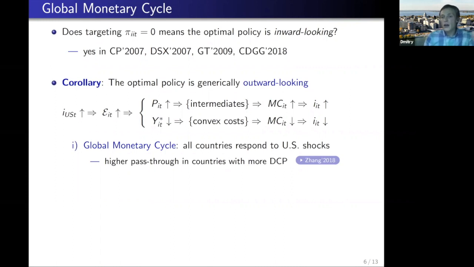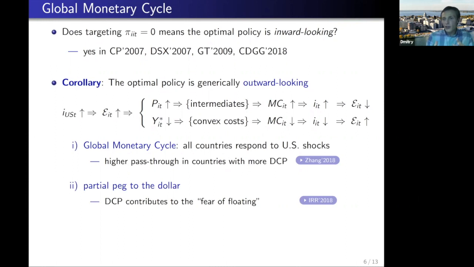Of course, the response will be stronger for countries which have more import or export prices sticky in dollars. That's very nicely shown in the data in the paper by Tony Zhang, who finds that countries which have a higher share of dollar currency pricing on the import side respond more strongly to the shocks coming from the US. And that's exactly what we get under the optimal policy in our setting.